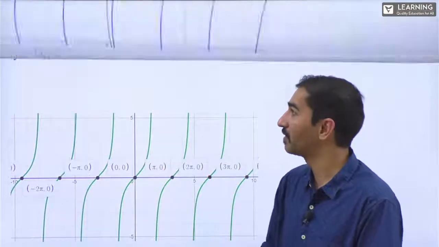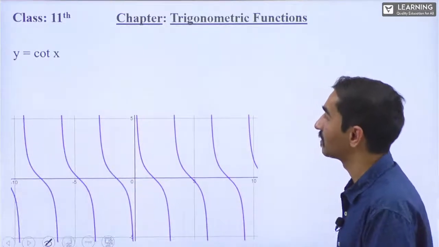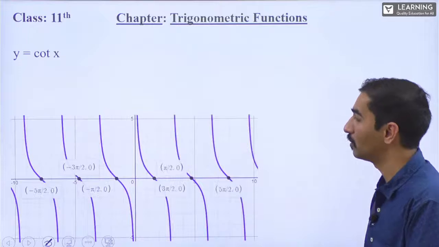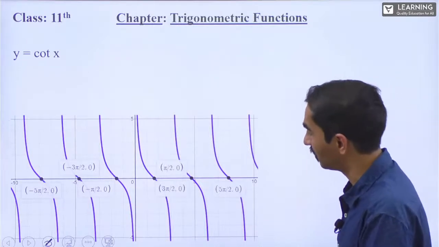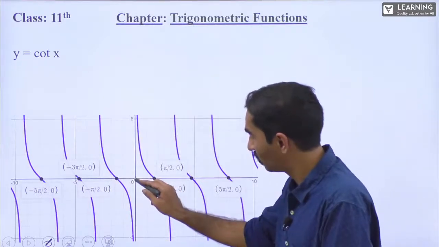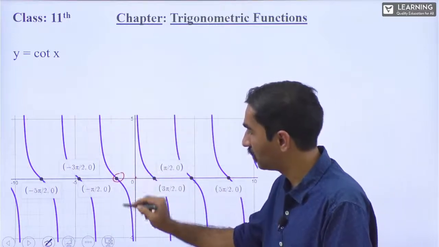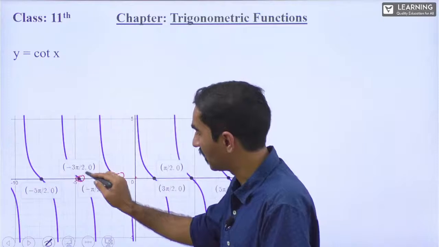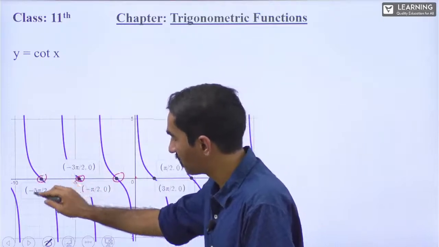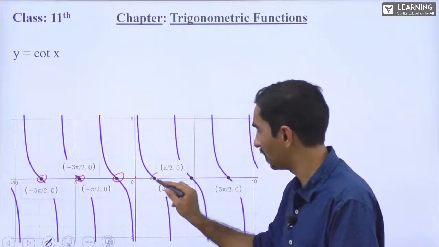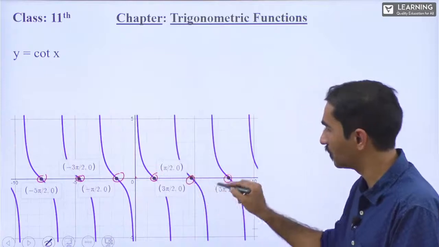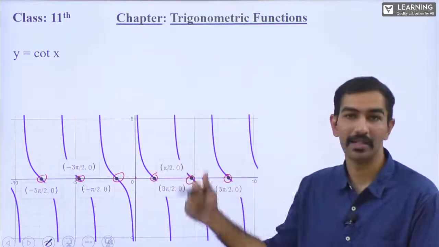Moving on to the next graph. Y is equal to cot x. So again, we'll go to the next picture. So here you see at 0, no graphs are passing through it, correct? At minus pi by 2, it is 0. At minus 3 pi by 2, it is 0. At minus 5 pi by 2, it is 0. Here also, pi by 2, 0, 3 pi by 2, 0, 5 pi by 2, 0. And it goes on like that.